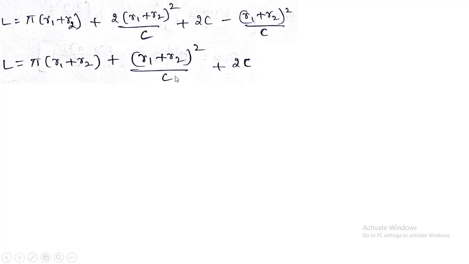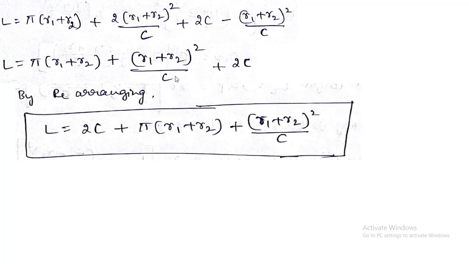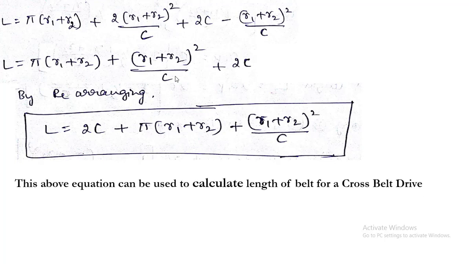And we will rearrange this. We will write 2C plus pi into R1 plus R2 plus R1 plus R2 whole square by C. So this is the expression to calculate the length of belt in cross belt drive. So we need to write this expression, and any one out of these two will be asked for 10 marks. So please practice these two derivations.